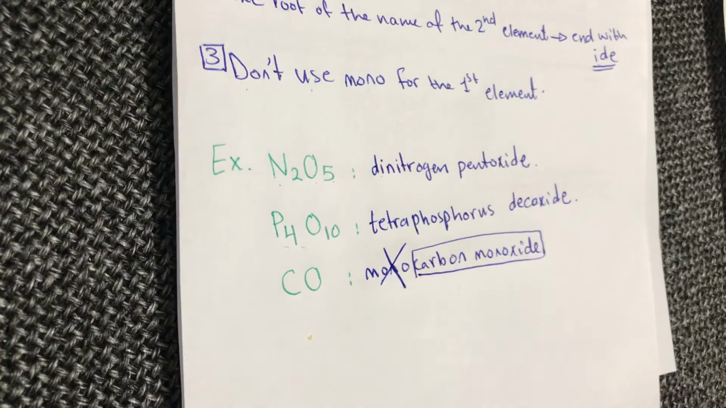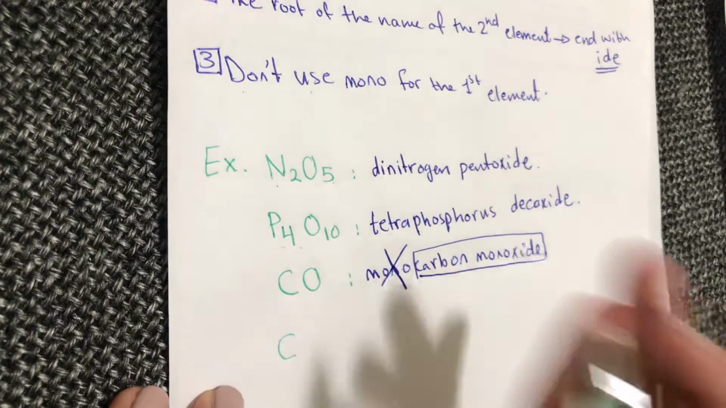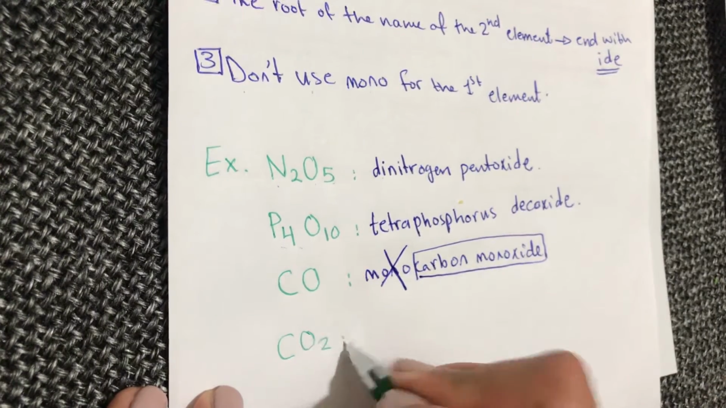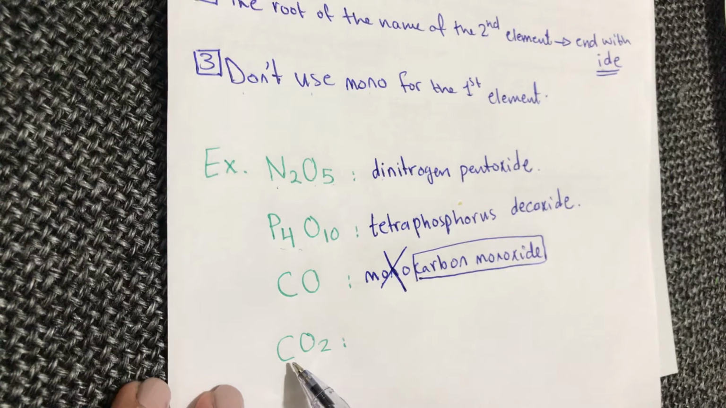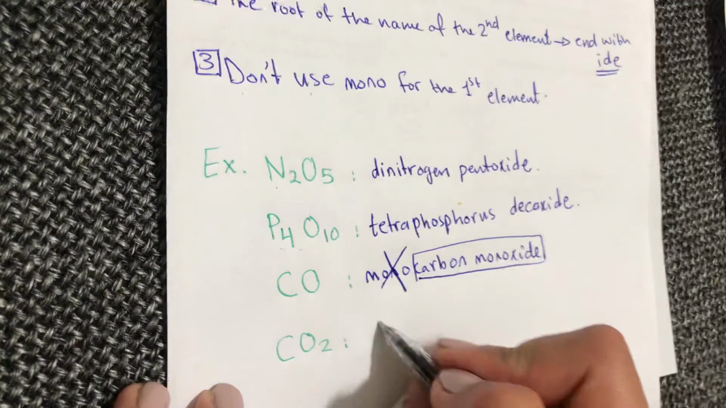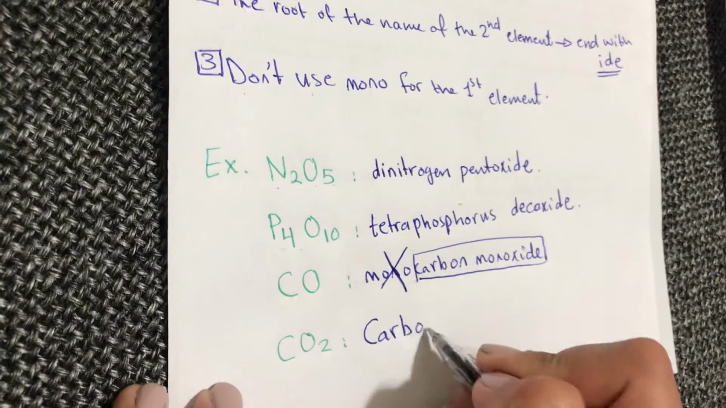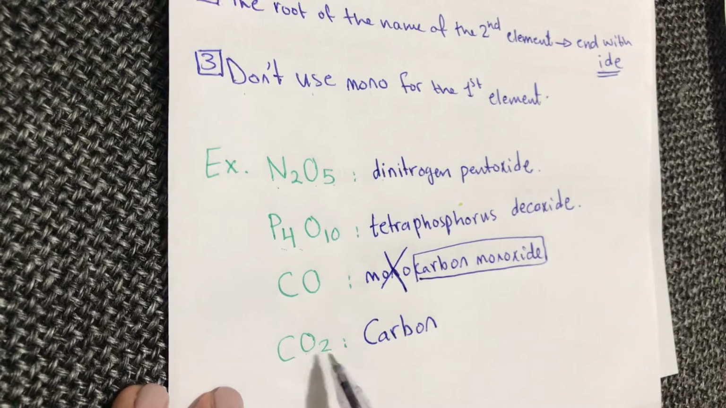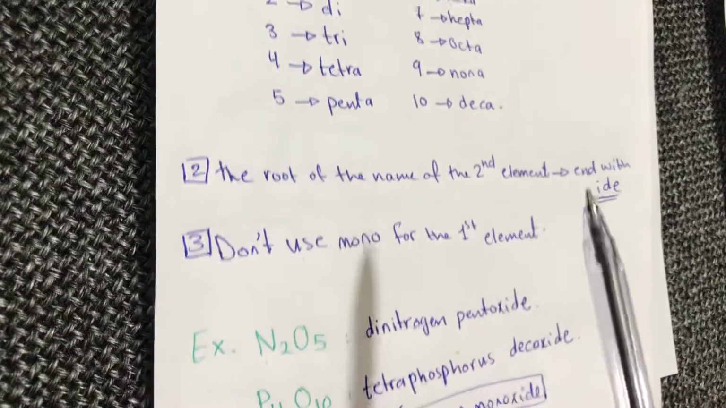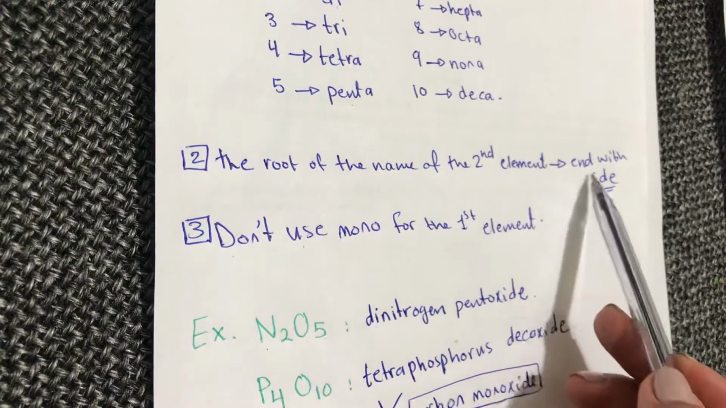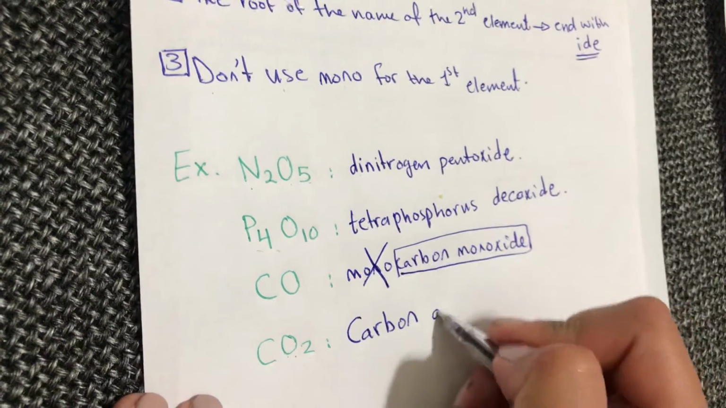Now what about CO2? The first element, carbon, has one atom, so don't use mono for the first element, so directly carbon. Now the second element, you have 2, so the prefix that indicates 2 is di, and the second element must end with IDE, so dioxide.